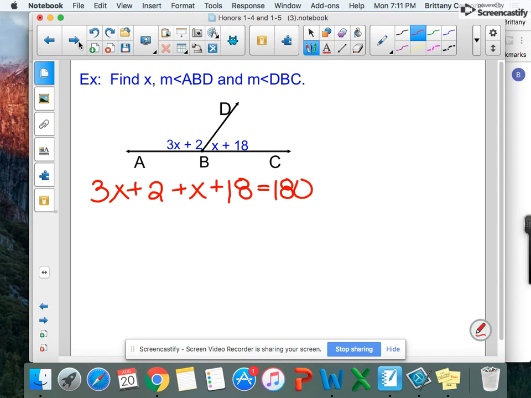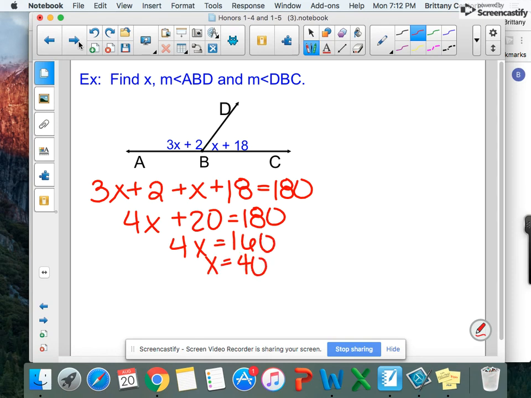We're first going to find x, and then we'll take that and plug it back in to find angle ABD and angle DBC. So combining my terms, 3x plus 1x is 4x, and 18 plus 2 is 20, equals 180. Subtracting 20 on both sides, we get 4x equals 160. So we get that x will equal 40. Again, we're not done there. We want to find ABD. So we're going to do 3 times 40 plus 2. And that's going to give us 122 for angle ABD.